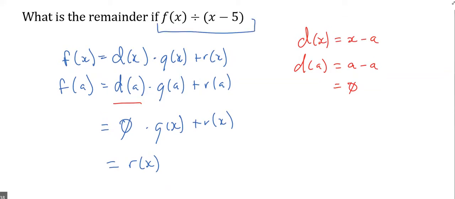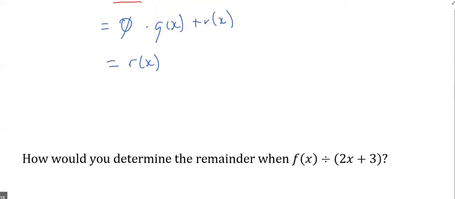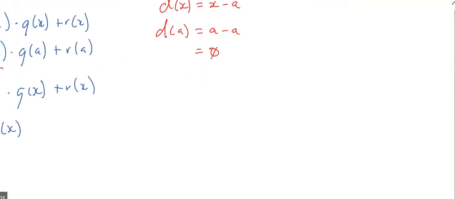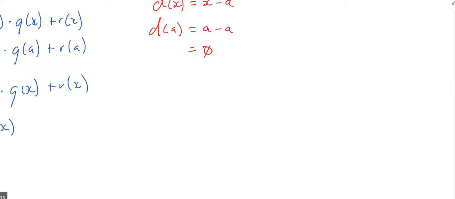What if I was dividing f at x? We don't even know what f at x is. There is no specific f at x. What if I was dividing f at x by x minus 5? Then that would give me, I'll do it over here: f at x would equal d at x, which is x minus 5, times q at x plus r at x.